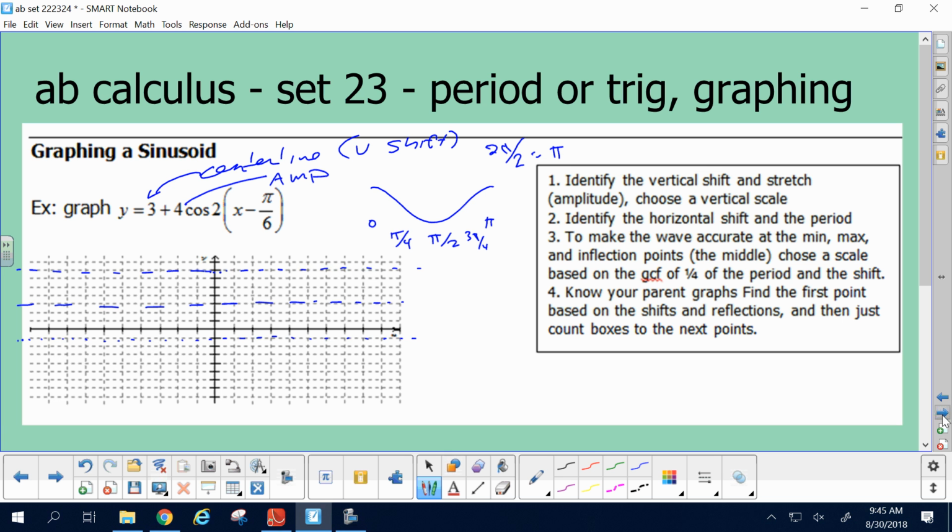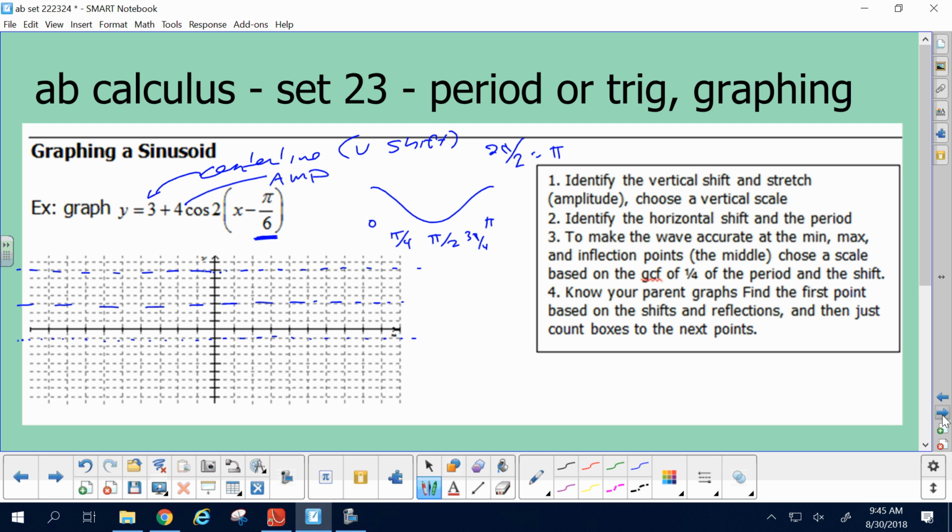Okay. Here's the bit of a gotcha, though. Pi over 4 is great, but I also need to do the shift. So I wish I wouldn't have done this in 2 pieces. If it had been this, I would have used pi over 4. But to find the shift, I really need to be able to find pi over 6's also.